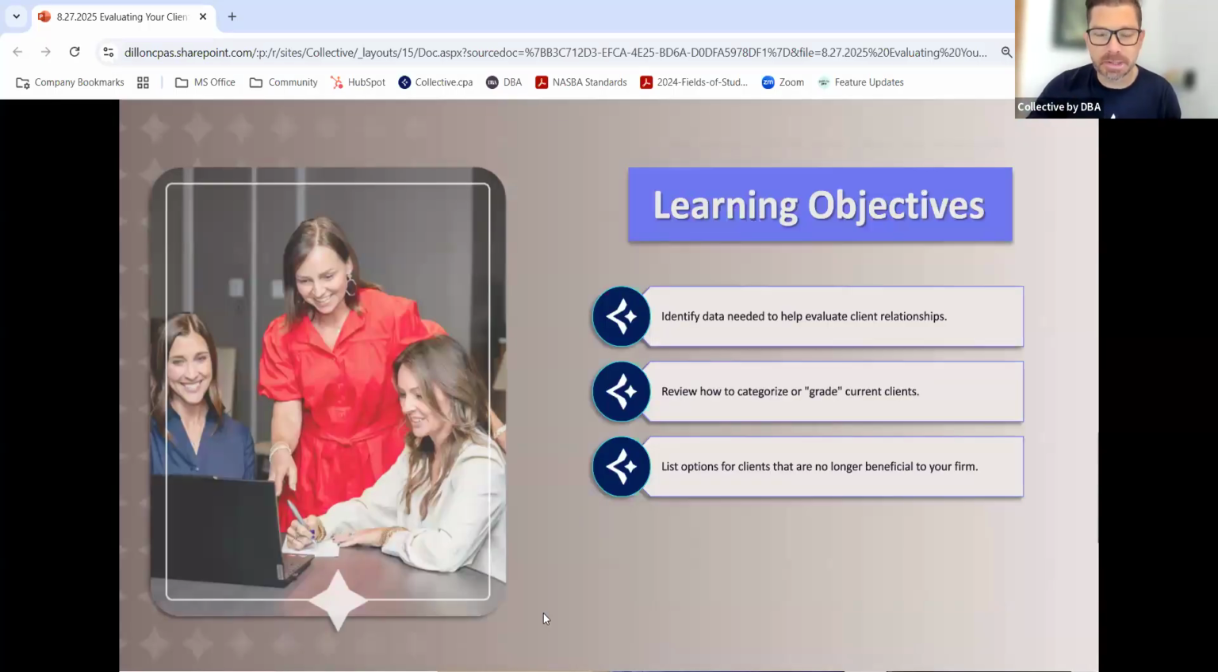So, Marcus, I'm just going to keep us moving so we have lots of time to get to all of the good information here. Learning objectives for today, everybody, we've got 3. We're going to talk through each of them. First, identify data needed to help evaluate your client relationships. Number 2, how to categorize or grade current clients. And then what options you might have for clients that just might not be a great fit for your firm, and talk through that process as well.